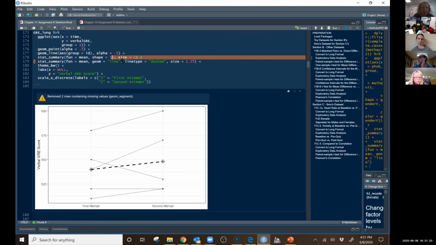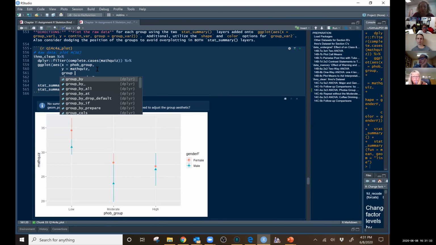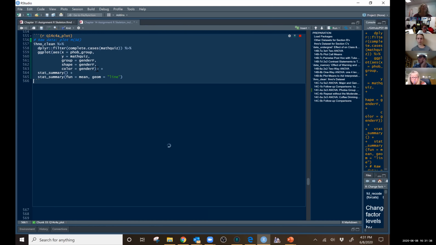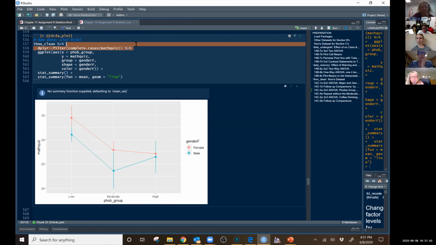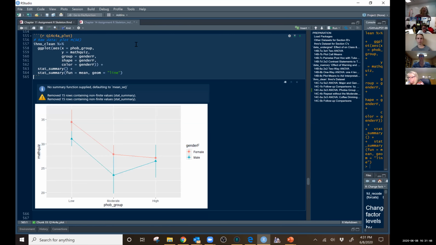Fun. Right there. Fun dot mean, fun equals mean, geom equals line. Oh, I remember. You have to go up here and say group equals, you have to have the group specified in the aesthetics. That's what it is. I think I can take this off. Yeah, that's what it was. You have to have group in your aesthetics.